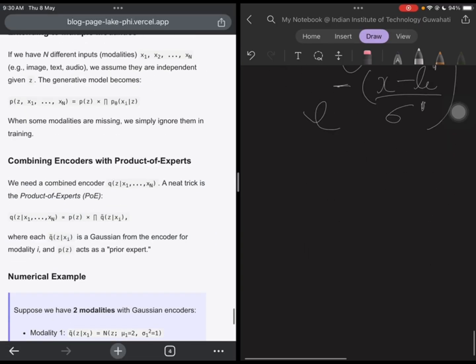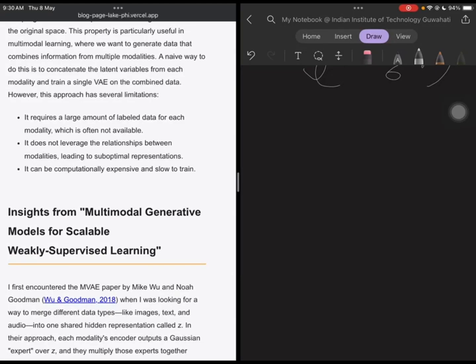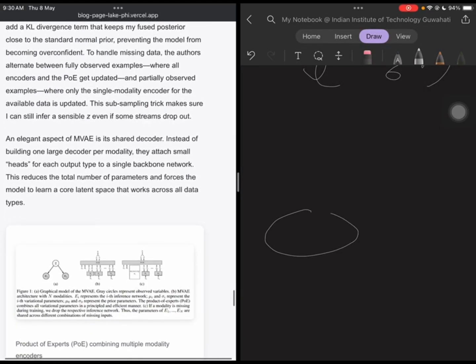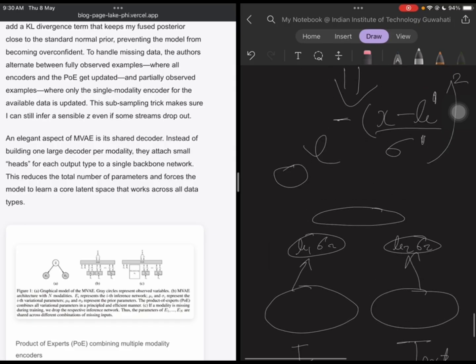Now, what is the benefit of this architecture? This architecture is actually very scalable. They have used the term scalable because suppose I have an image encoder and a text encoder, and we are generating the modalities, like mu1, mu2, sigma 1, sigma 2. Now we are clubbing them. So the possibilities are just endless.